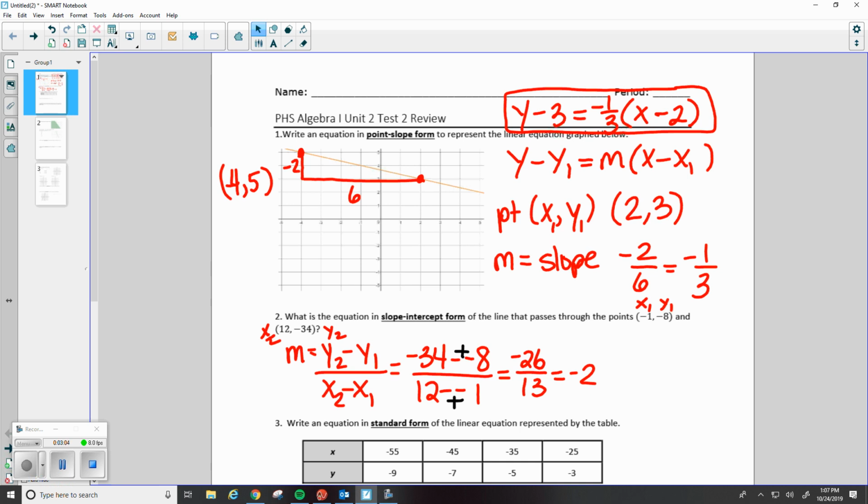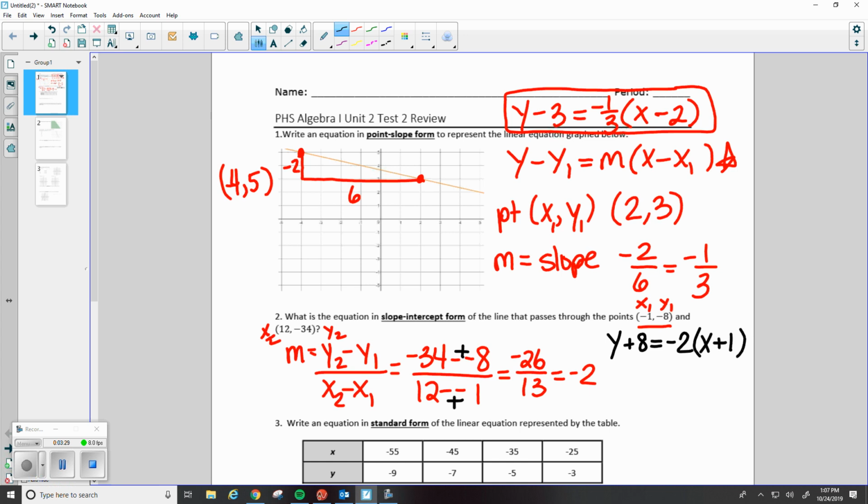Again, point-slope form is this one up here, so the y minus y1 and x minus x1. So I'll use these 2 points for x1, y1. That gives me y minus y1 is going to be y plus 8. M is -2. X minus x1 is going to be x plus 1.